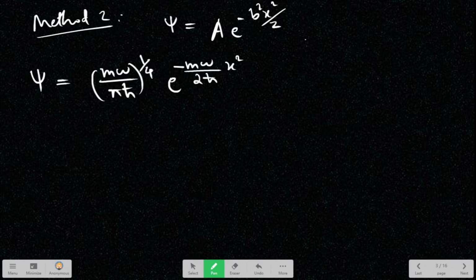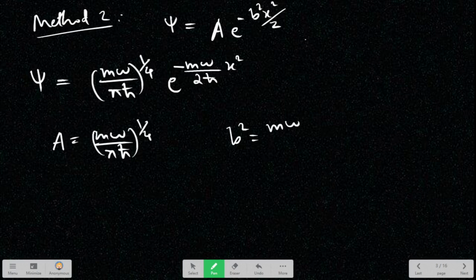So if you compare the given wave function with the one-dimensional harmonic oscillator ground state wave function, you see that A is equal to m omega upon pi h cross the whole raised to 1 by 4, b square is equal to m omega upon h cross. This implies omega is equal to b square h cross divided by m.